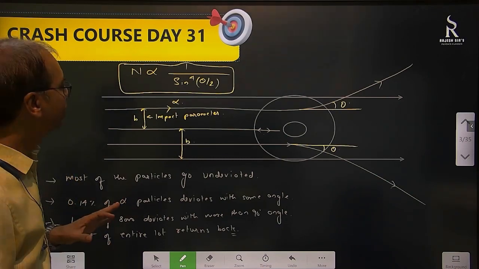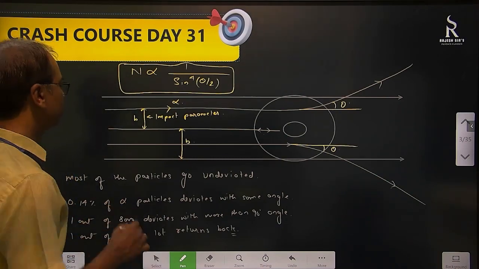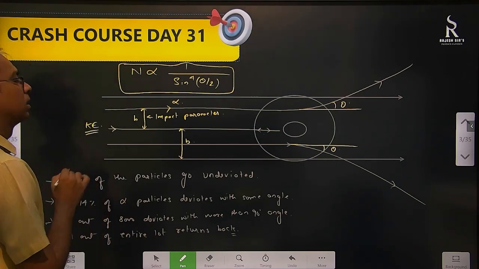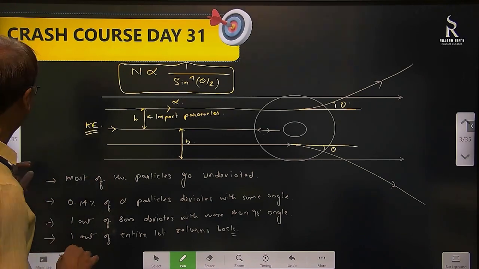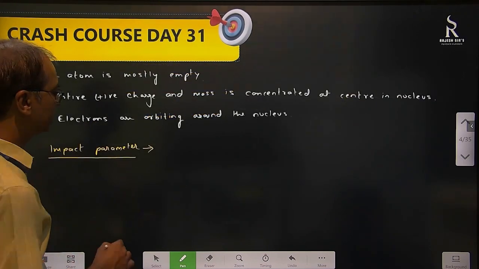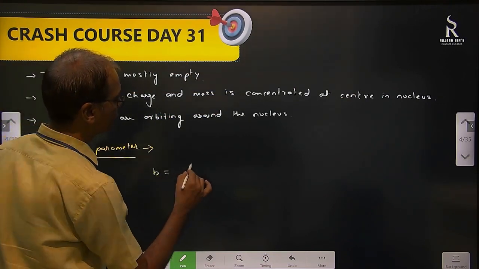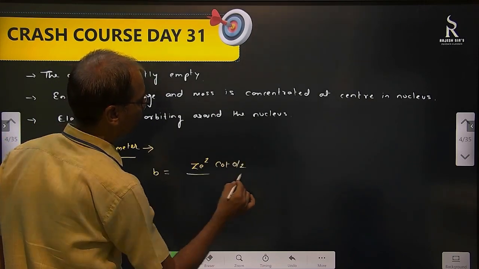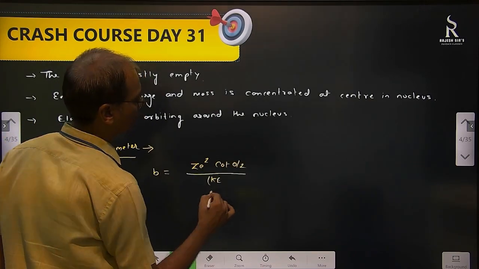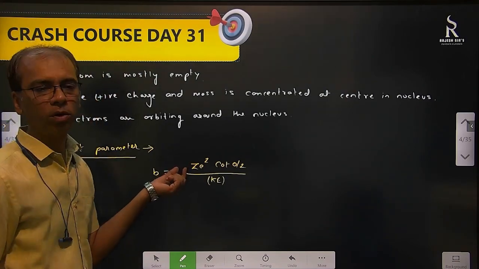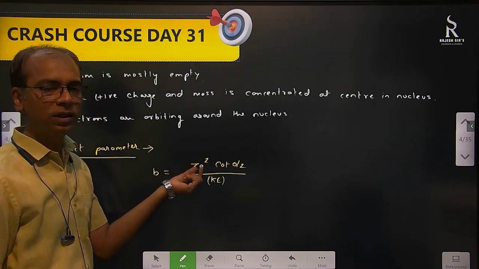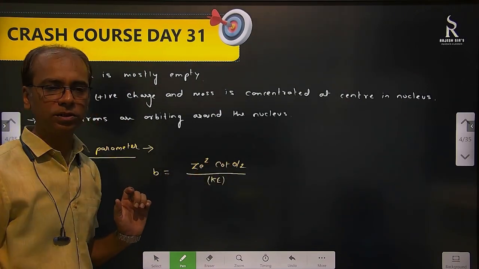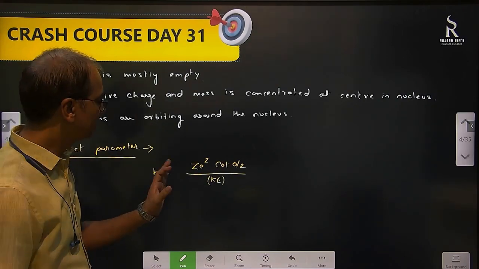Do we have any relation or formula for the impact parameter? Yes. Suppose the kinetic energy with which the alpha particle is projected is Ke. Then the impact parameter relation is b equal to Ze square cot theta by 2 by Ke. Z we all know, it is the atomic number. E is the electron charge. Theta is the angle of deviation, and Ke is the kinetic energy. So this is the relation for impact parameter.